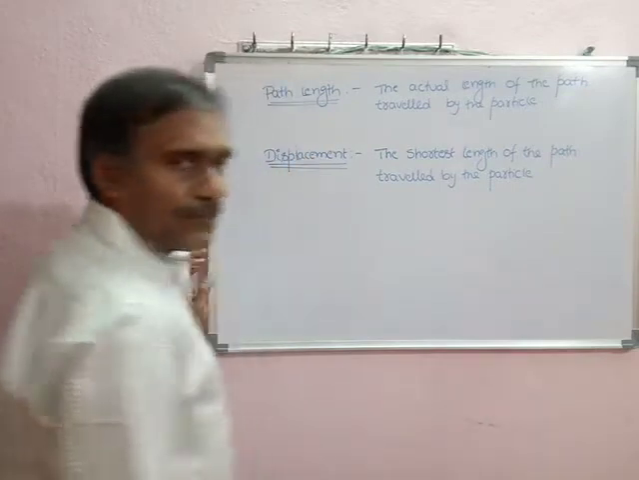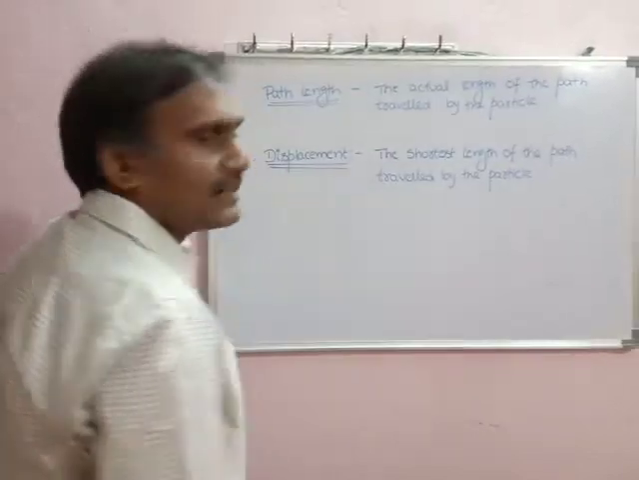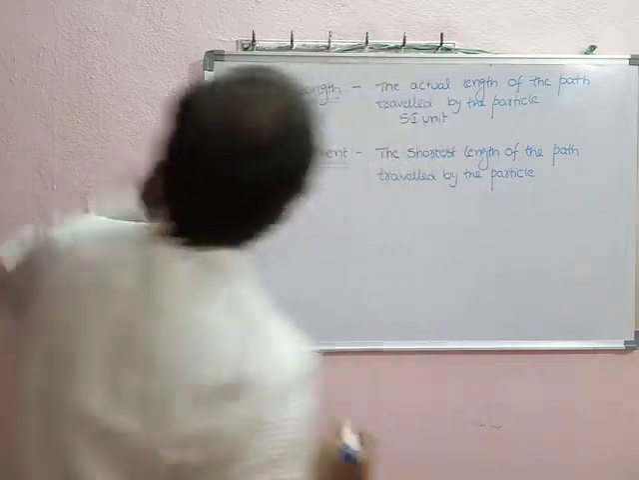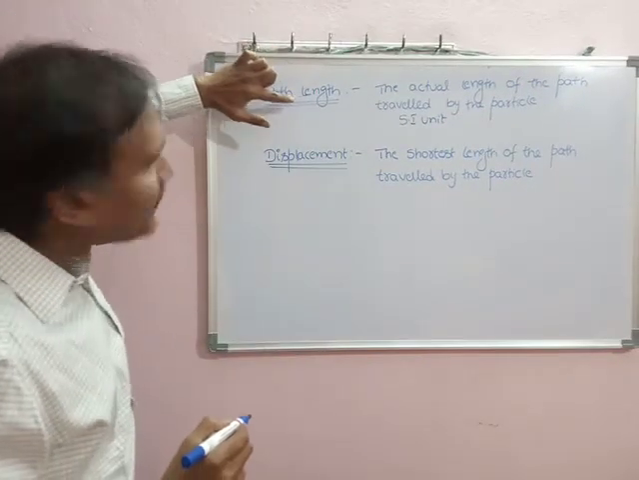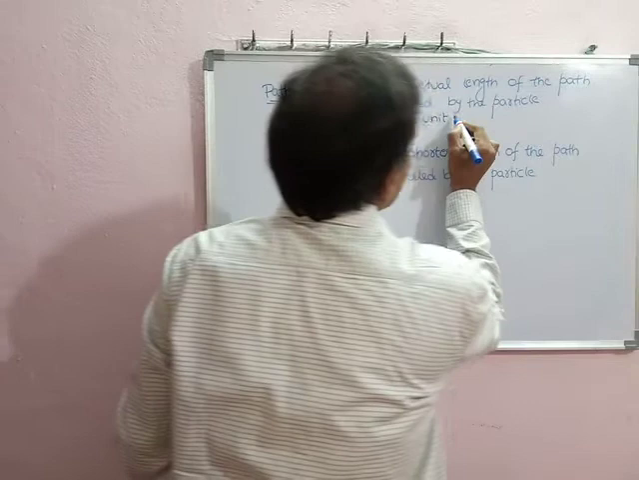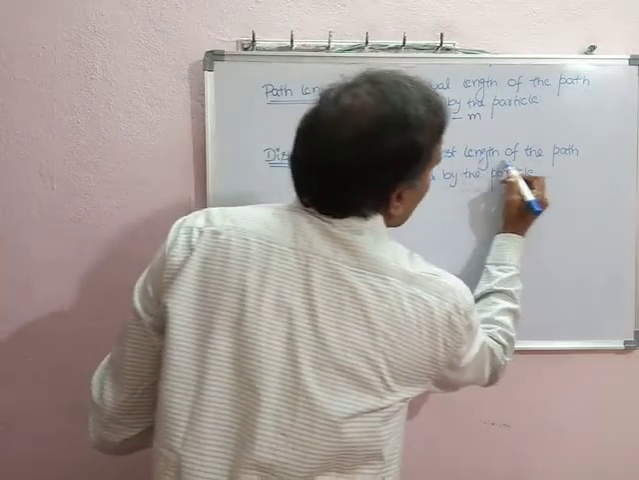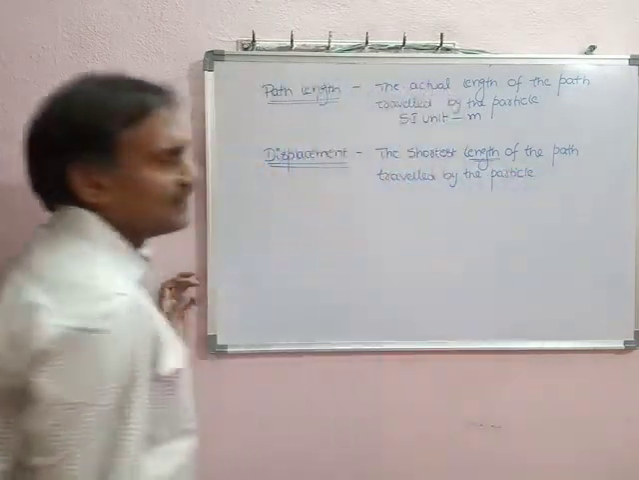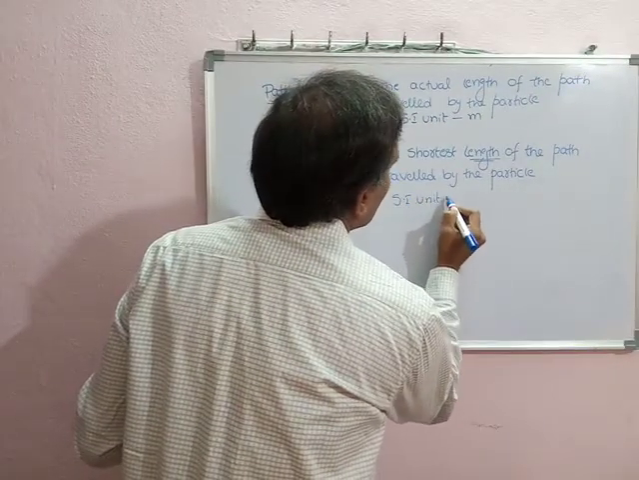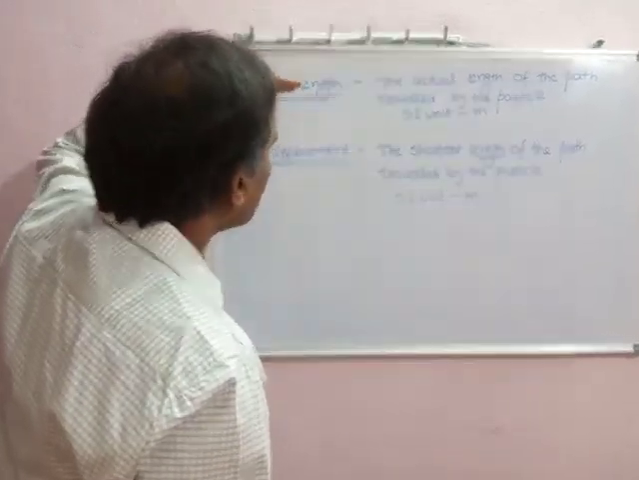Here, what is the SI unit, that is, in the System International, what is the unit of path length? This path length is derived from a fundamental physical quantity, length. Therefore, its SI unit is meter. Similarly, displacement is also derived from the fundamental physical quantity length. Therefore, its SI unit is also meter.